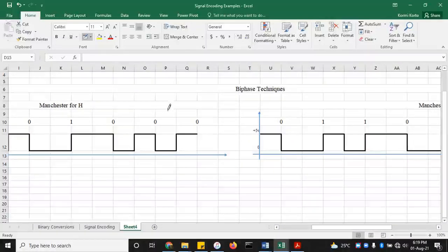As I said, the biphase also has two techniques, the first one being Manchester and the other one being differential Manchester. But the differential one can be a bit trickier with the way its rules work. So I'm just gonna leave that for a different day. Okay.